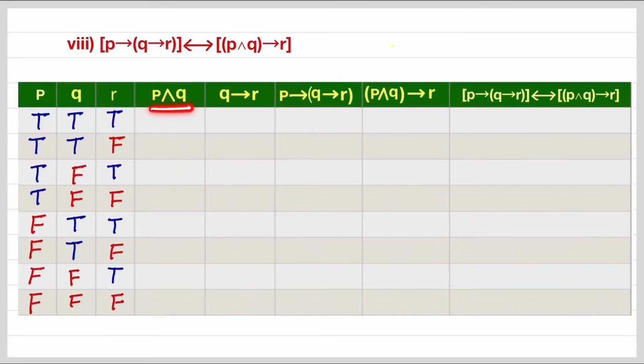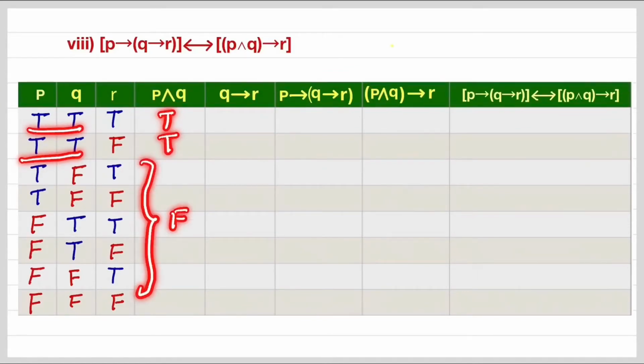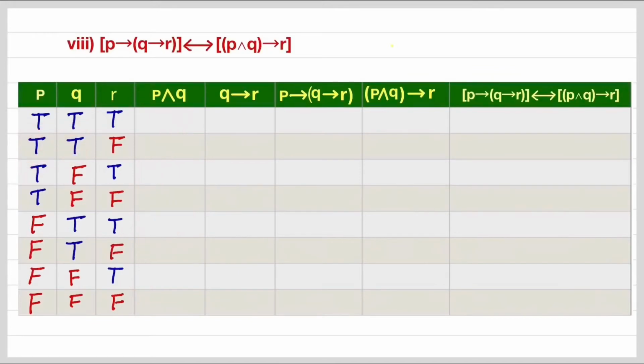Now we have to take conjunction of P and Q. Conjunction is true when both the statements are true. See where P and Q both are true, at first and second place, and all other entries are false. First and second entry is true and all other entries are false.